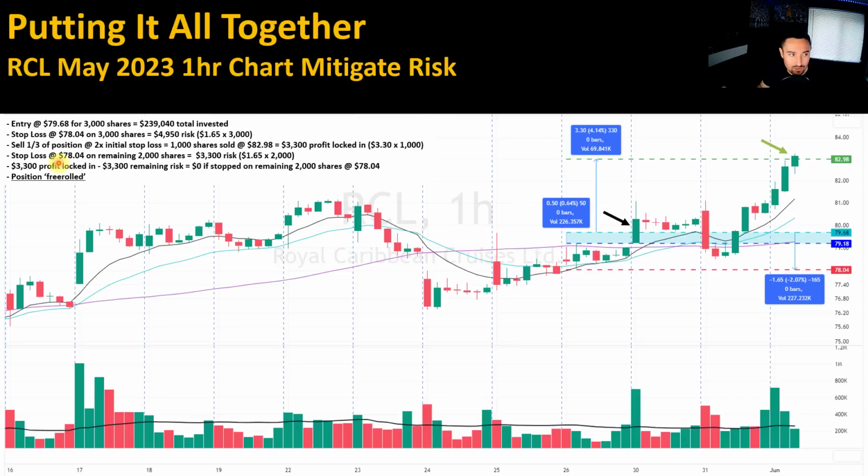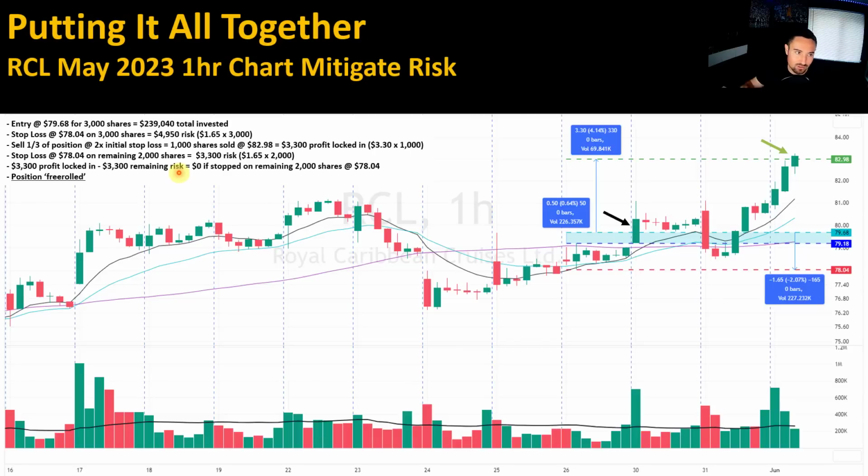Stop loss still stays at 78.04 on the remaining 2,000 shares, so we have $3,300 worth of risk. Why? Because it's $1.65, so the stop loss is still down here, times the 2,000 shares. So we've got $3,300 locked in. Our remaining risk is $3,300.